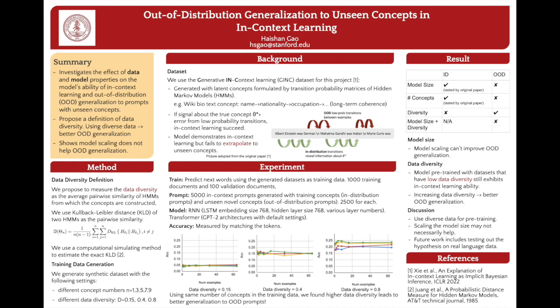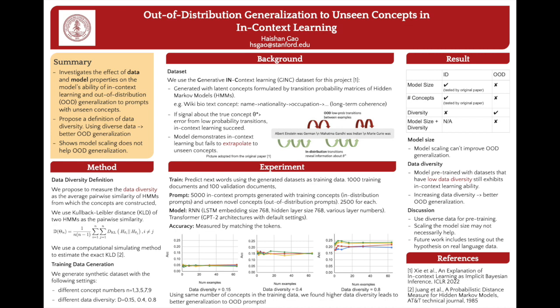The training task is to predict the next word using the generated datasets. There are two types of prompts used during the testing time. One is generated with concepts already seen during the training time, and we call them in-distribution prompts. The other is generated with unseen novel concepts, which we call out-of-distribution prompts. We have 2,500 prompts for each. We then train models with different architectures and settings.